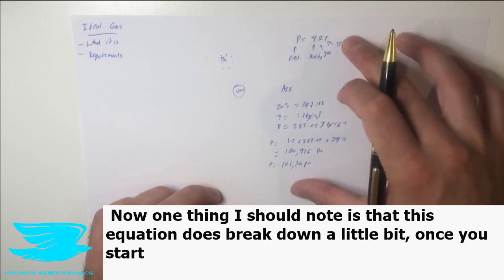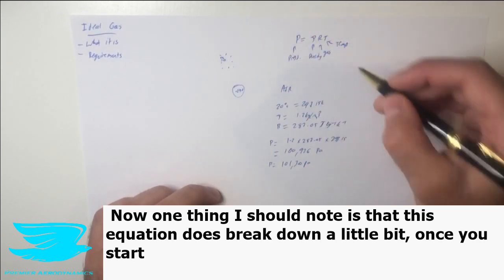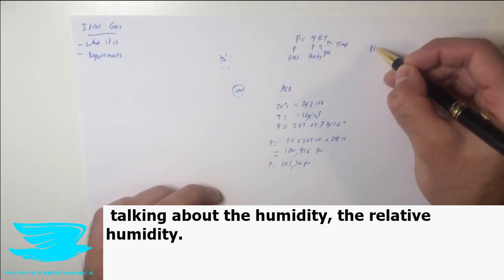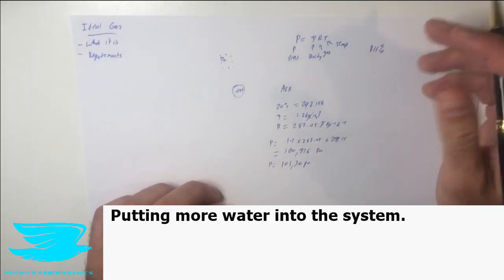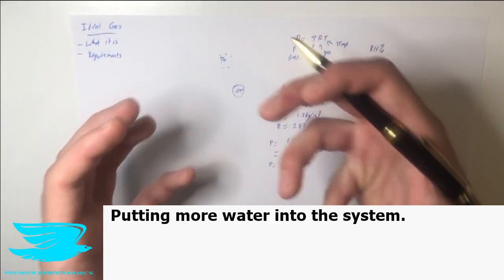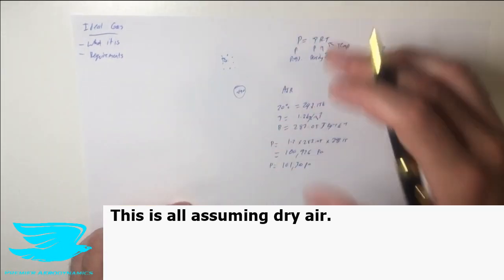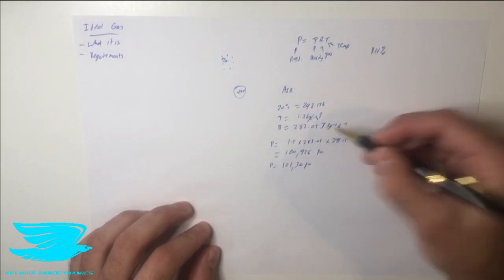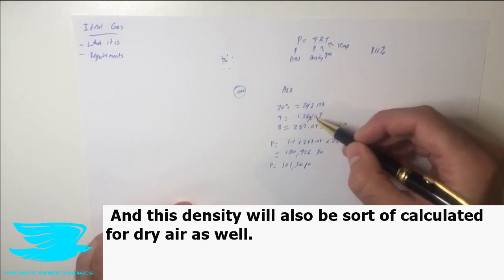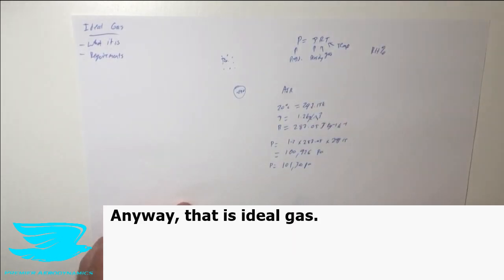Now, one thing I should note is that this equation does break down a little bit once you start talking about the humidity, the relative humidity. When you put more water into the system, this starts to break down, and when you reduce it, this is all assuming dry air. So this R here is for dry air, and this density we also sort of calculated for dry air as well. Anyway, that is the ideal gas.